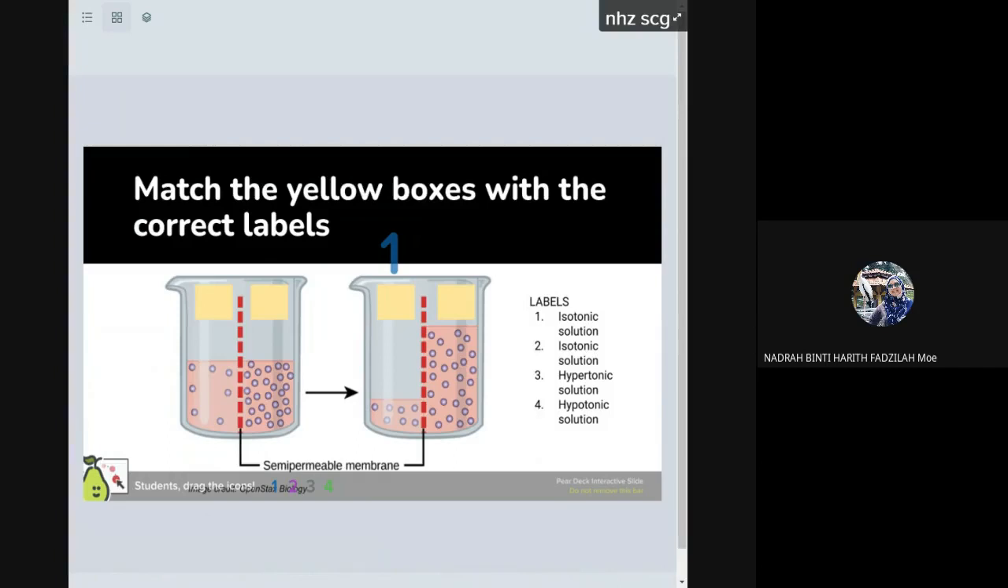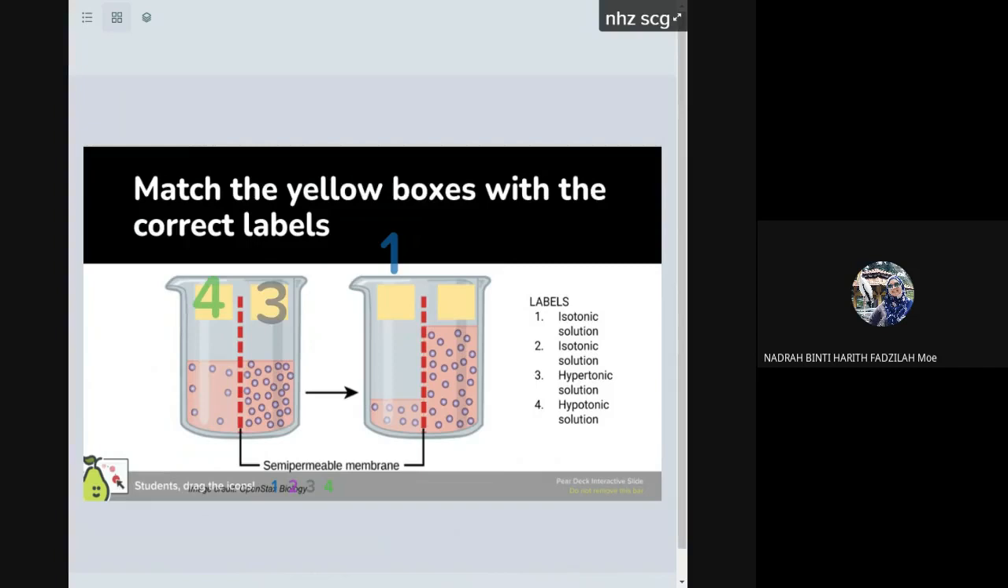Term number 3 refers to the solution with the lowest water potential atau paling banyak solute dalam tu. So, this is solution number 3. Okay, besides solution number 3 is solution number 4 which is hypotonic solution. Gambar yang saya bagi ni ialah gambar sebelum dan selepas.